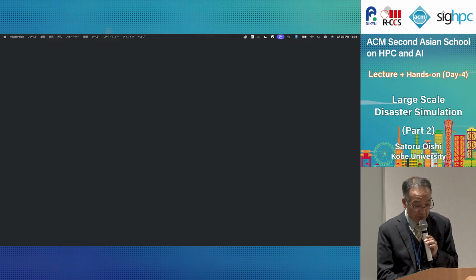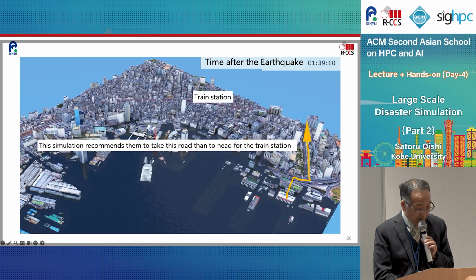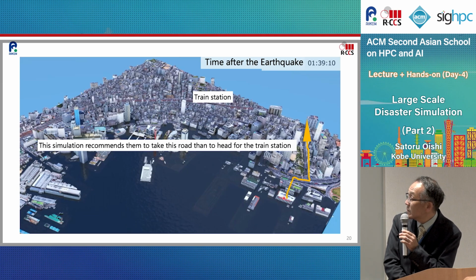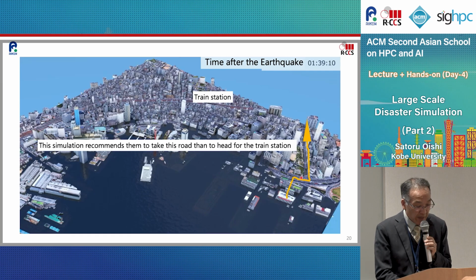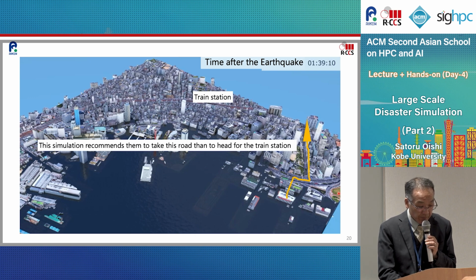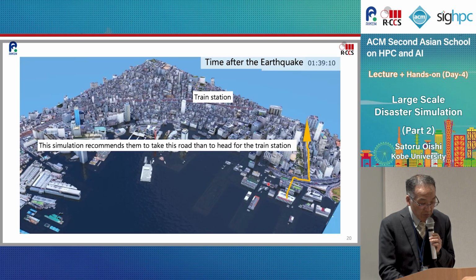So for that simulation, I use the digital elevation model. The higher place shows higher. There is no tsunami at all. So you can take this road, or you can use this park. Not here.